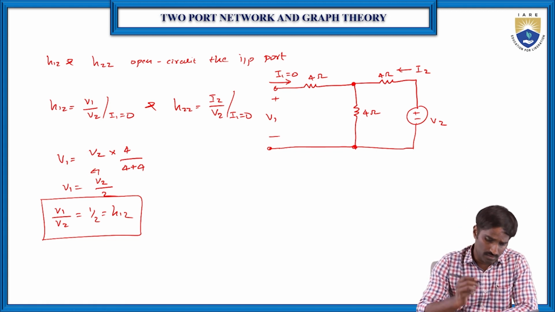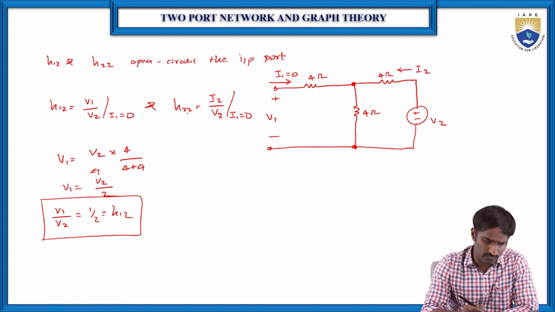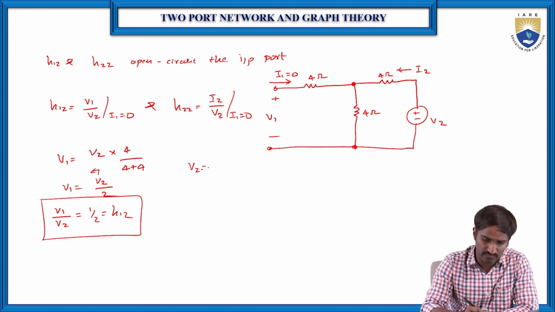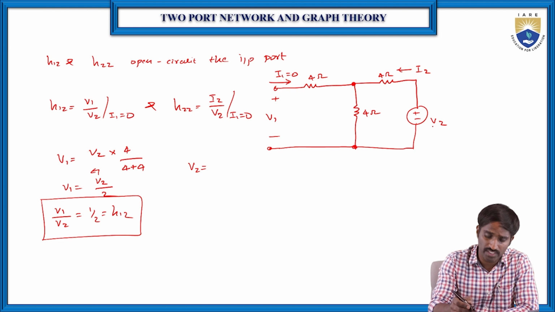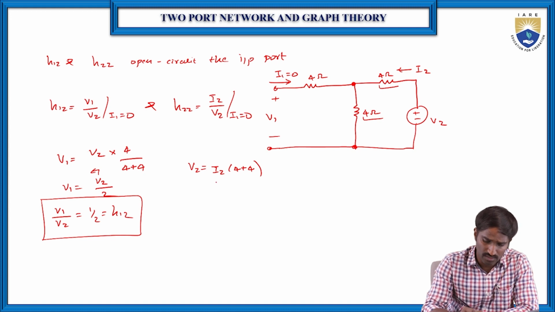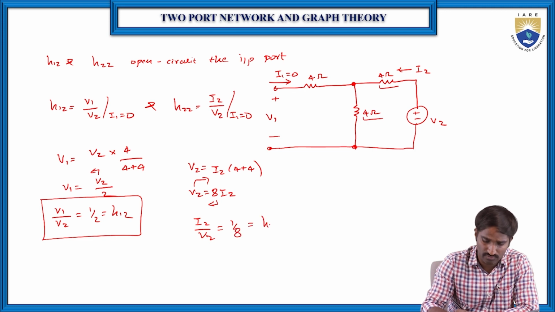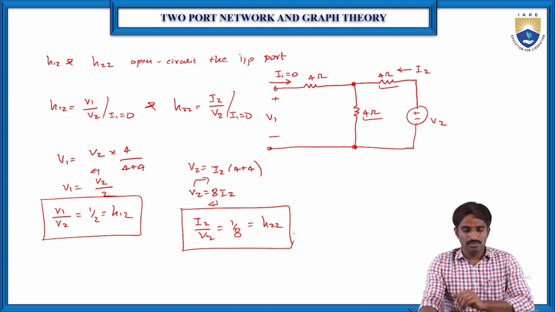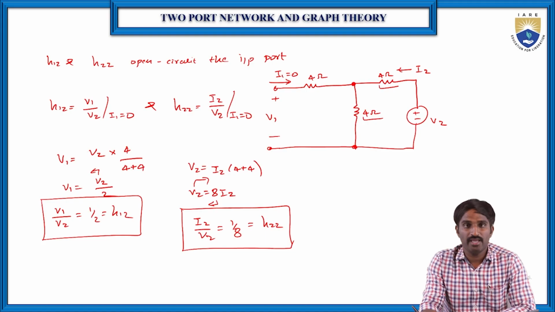Now we need to find H22. To find H22, we just find the total voltage V2 in terms of I2, because here I1 is equal to 0. So I2 into 4 plus 4, because these 4 ohms and these 4 ohms are connected in series. So V2 is equal to 8 I2. Then I2 by V2 is equal to 1 by 8, which is equal to H22. This is the way to find the hybrid parameters.